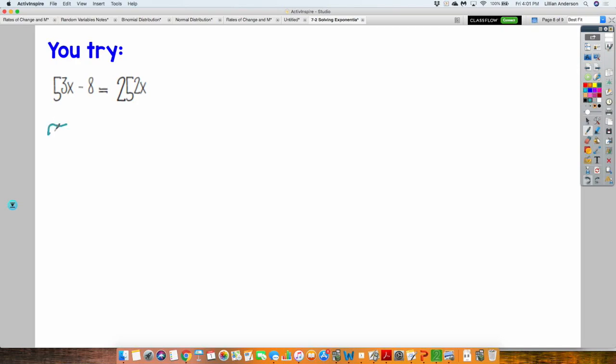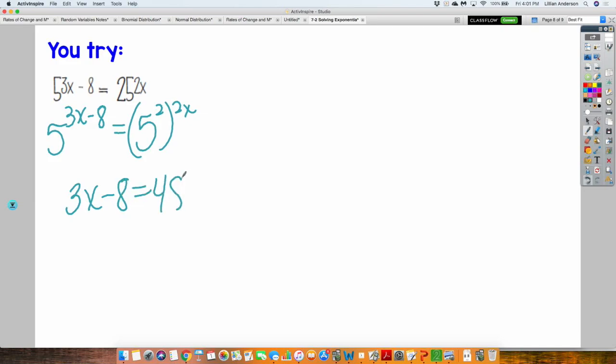This one. What's my base? So this one doesn't change, but to what? So I'm going to apply that property, power of a power. 2 times 2x becomes? So I have 4x equals 3x minus 8. The easiest way would be to subtract 3x from both sides, and x equals negative 8. Okay? Quick check. And we have one more.